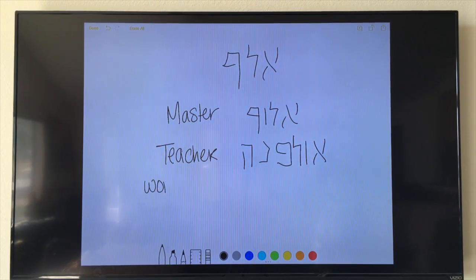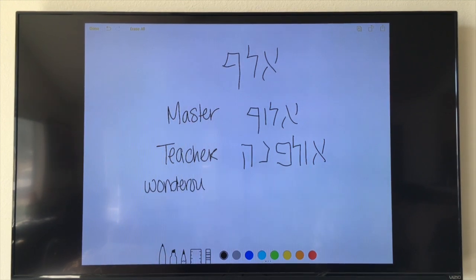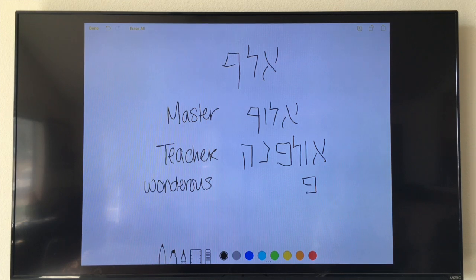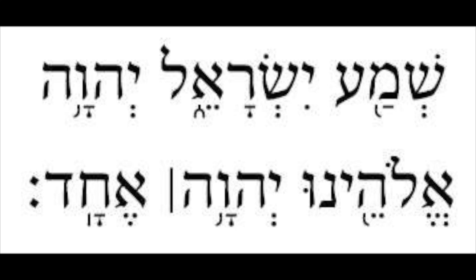So you have Aluf, Alafna, and the last one is very interesting because the word is wondrous, and we're going to actually see the same root just backwards. So it's Pei, Lamed, Aleph. And the word is Pele, and it means wondrous. And so after we've seen Yah as master, and after we've experienced him as teacher, we get the opportunity to see his wonder. And Yah is one. And we know this from our Shema. Shema Yisrael, Yahuwah Eloheinu, Yahuwah Echad is one. So that is our little treasure for today.